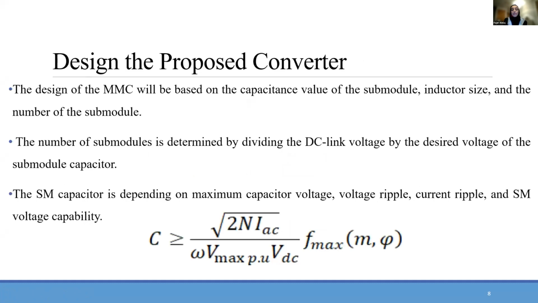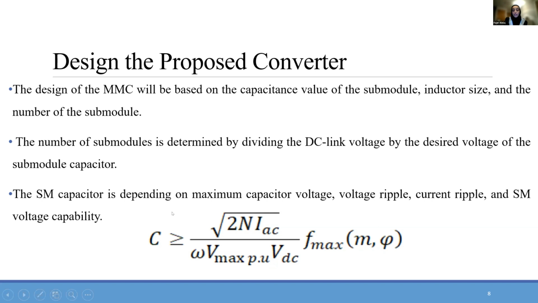So now we talk about the design of the proposed converters. The design of the MMC will be based on the capacitor values of the submodules, the inductor size, and the number of the submodules. The number of submodules is determined by dividing the DC link voltage by the desired voltage of the submodule capacitor.